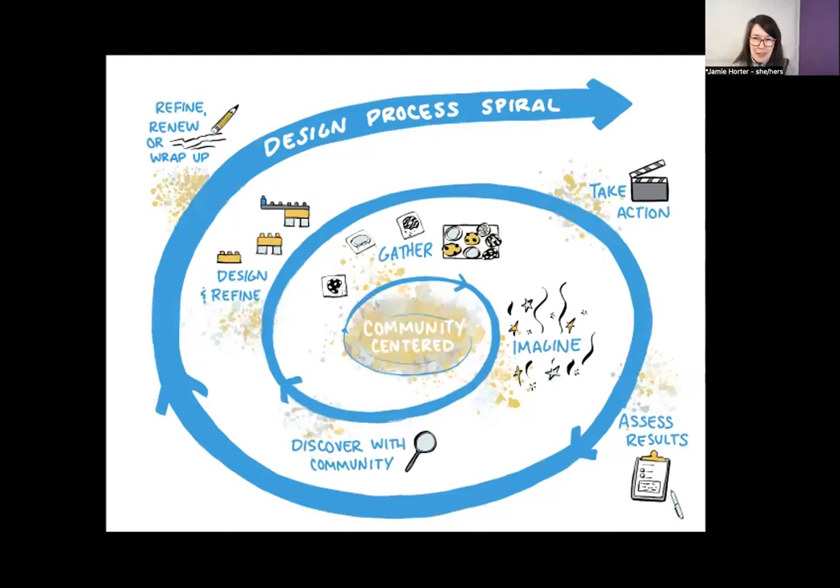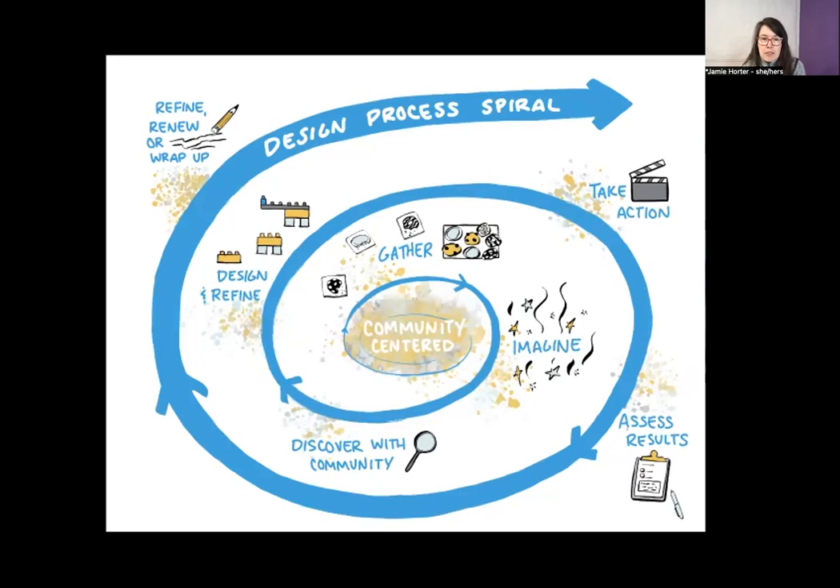Hi, everybody. Jamie Horter again with the Our Town Resource Team. And I just wanted to share a quick process with you that is one framework of thinking around the design process for your project, called the design process spiral.